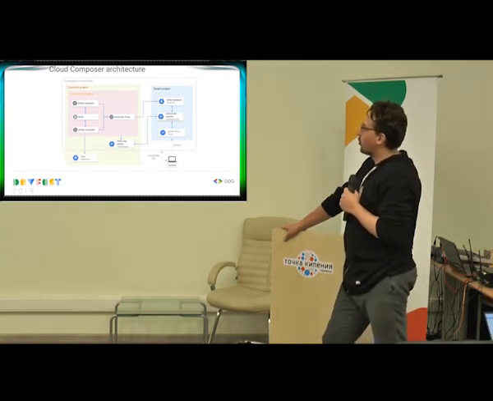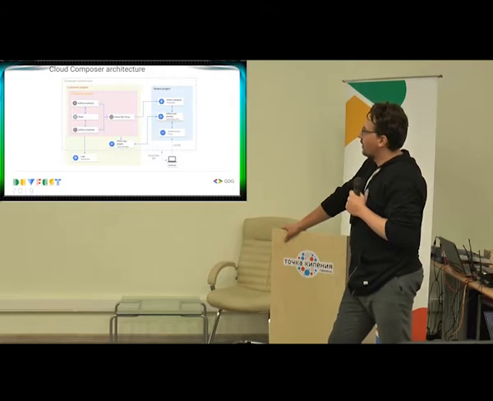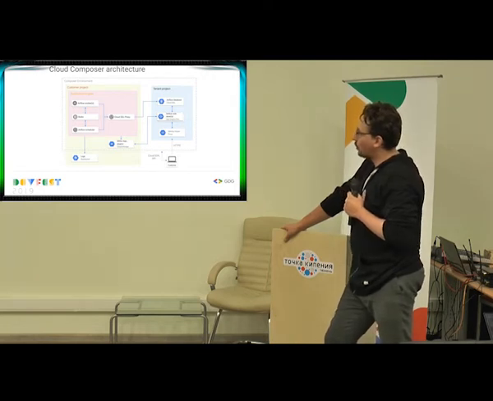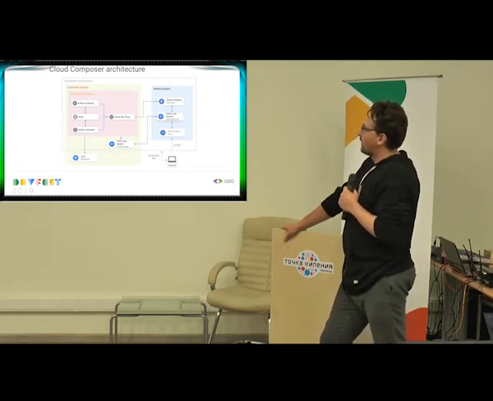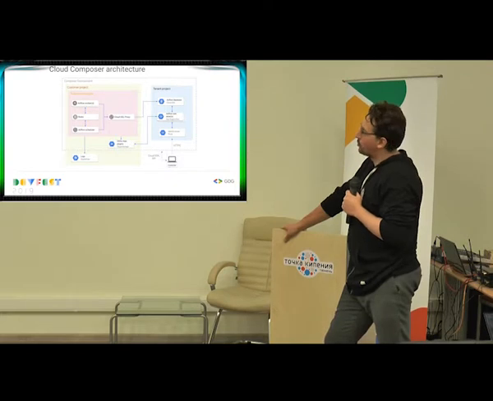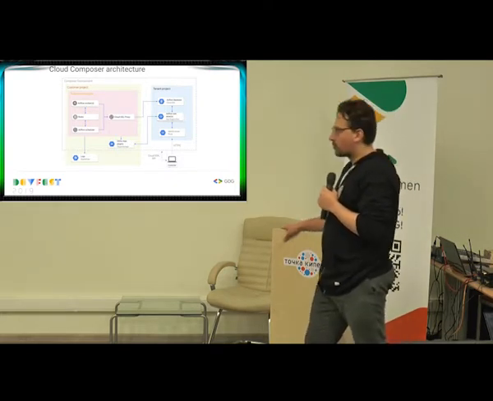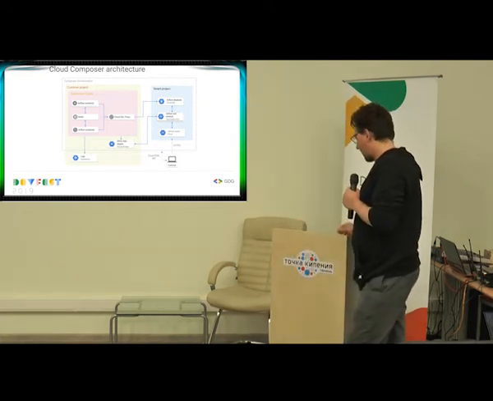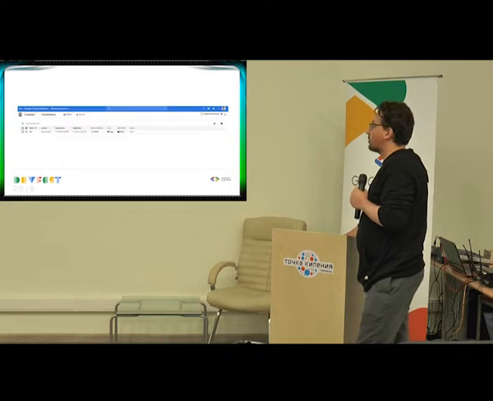So in your project, you have workers. You have Redis, which runs on Kubernetes, and you also have Cloud Storage, which is blob storage on the Google Cloud, where you have DAGs, logs and plugins. That is where they are stored.